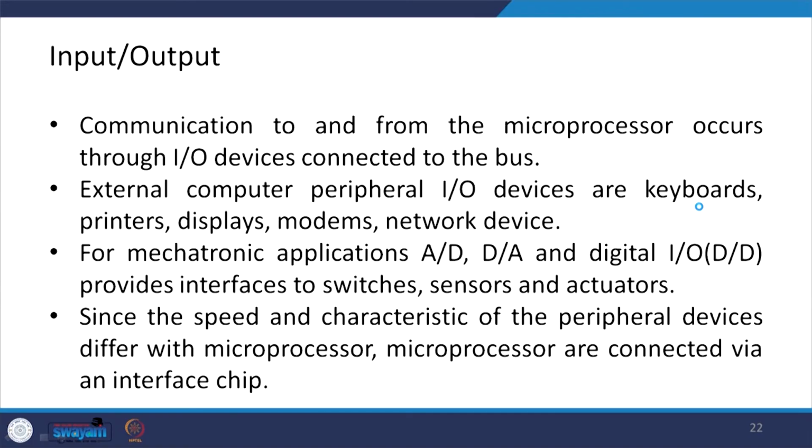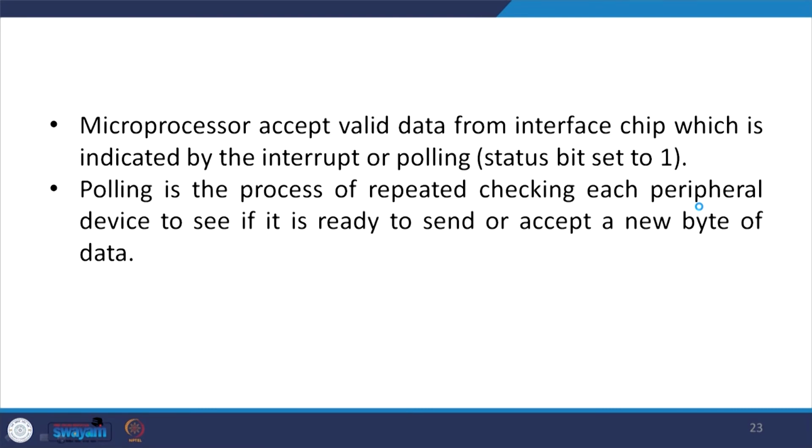Since the speed and characteristics of the peripheral devices differ from the microprocessor, peripherals are connected via an interface chip. The microprocessor accepts valid data from the interface chip, which is indicated by an interrupt or polling, that is, a status bit set to 1. Polling is the process of repeatedly checking each peripheral device to see if it is ready to send or accept a new byte of data.